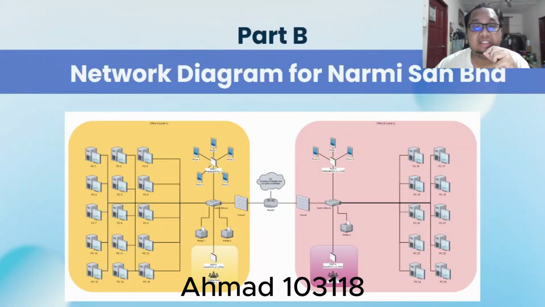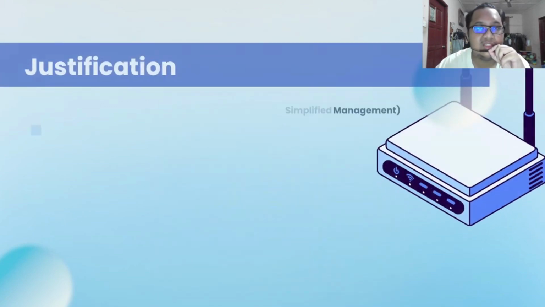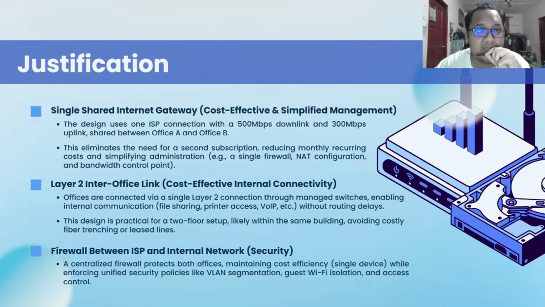Welcome to Part B, the network diagram for Narmi Sedan Berhad. This is all of the devices that we use in the network diagram. Justification: a single shared internet gateway, cost effective and simplified management. The design uses one ISP connection with a 500 Mbps downlink and 300 Mbps uplink shared between Office A and Office B. Layer 2 inter-office link, cost effective internal connectivity. Offices are connected via a single layer 2 connection to a managed switch, enabling internal communication without routing delay. A firewall sits between the ISP and the internal network for security.